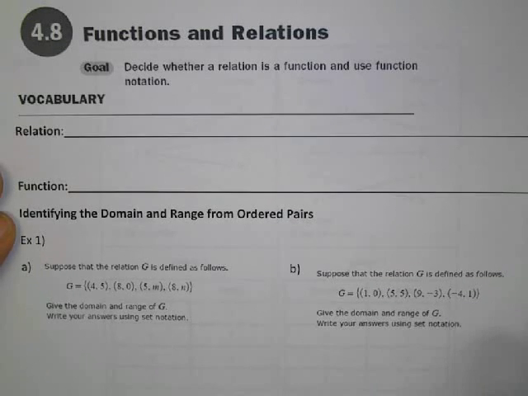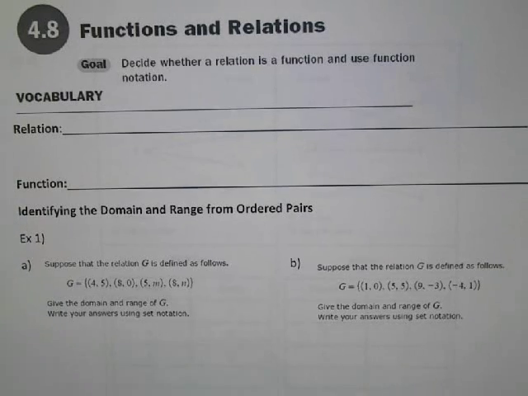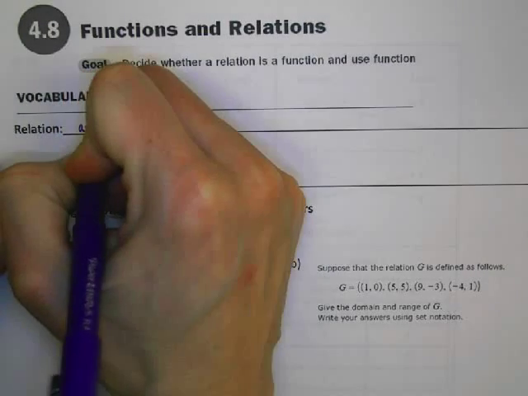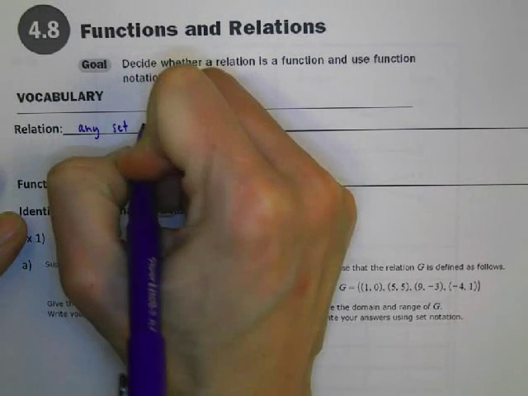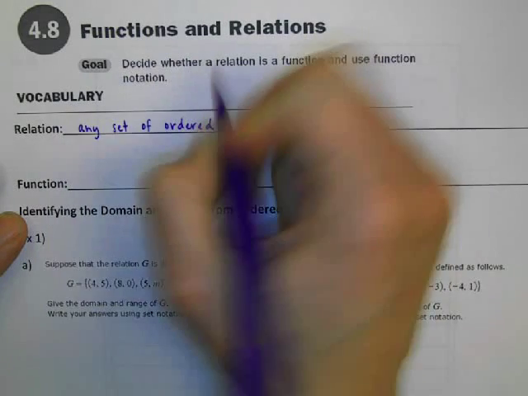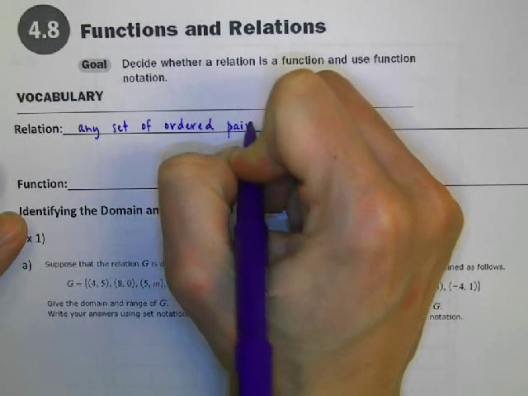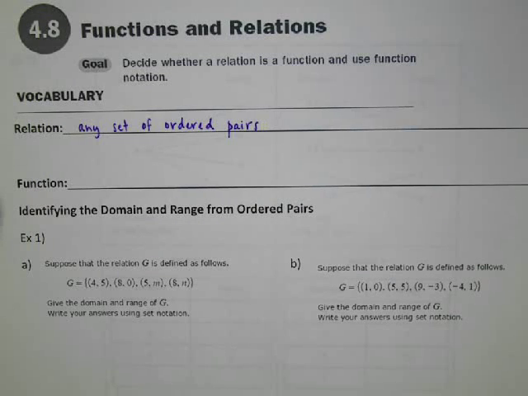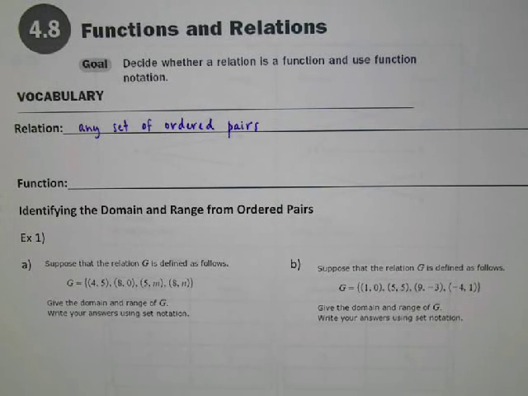Our first vocabulary term is relation. When we talk about a relation, we just mean any set of ordered pairs. That relation just tells us how x and y are related, just like it sounds.